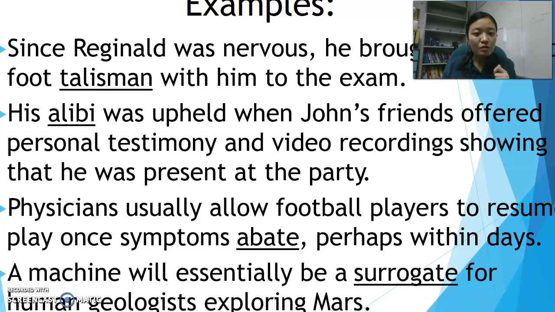Finally, a machine will essentially be a surrogate for human geologists exploring Mars. So what is a surrogate? Mars is a planet in space which nobody can go to. So if they place the machine there, the machine will be a surrogate. It's sort of a replacement for the human being, taking over the place of a human. So surrogate means a replacement or something like that. Again, based on your own background knowledge, you have to guess.